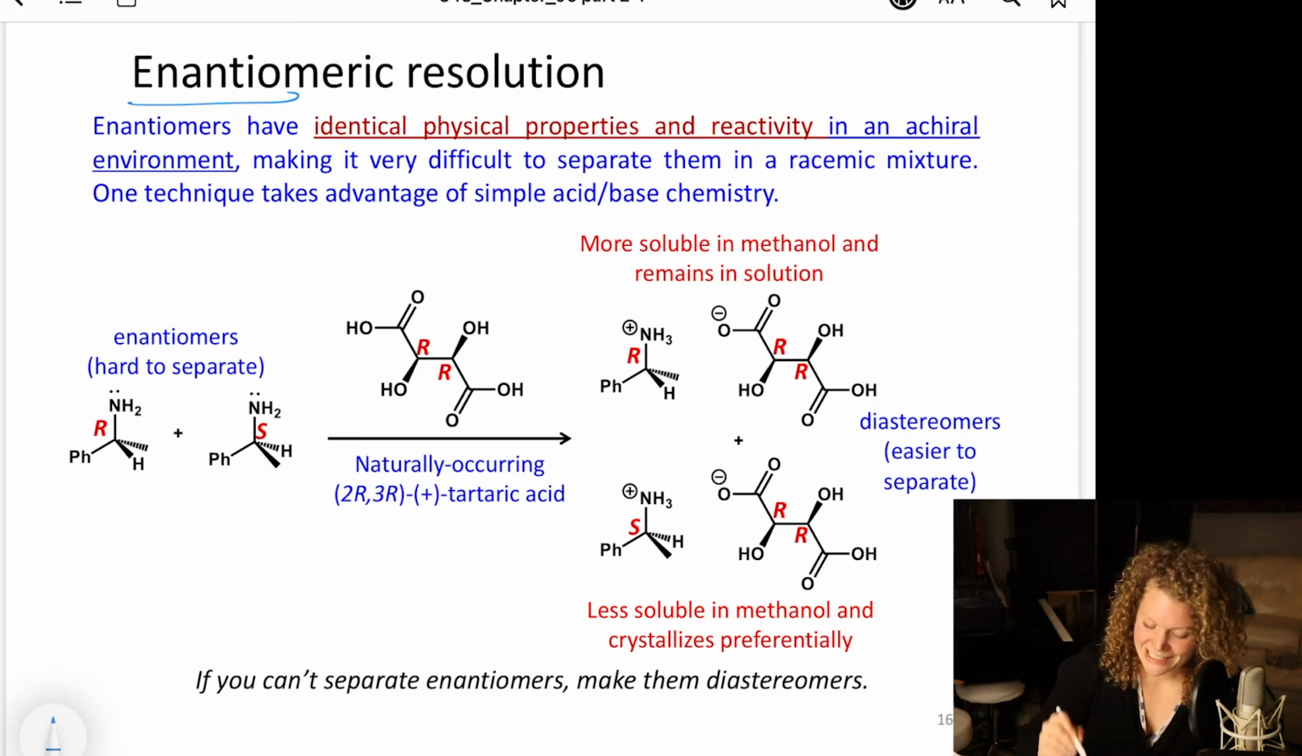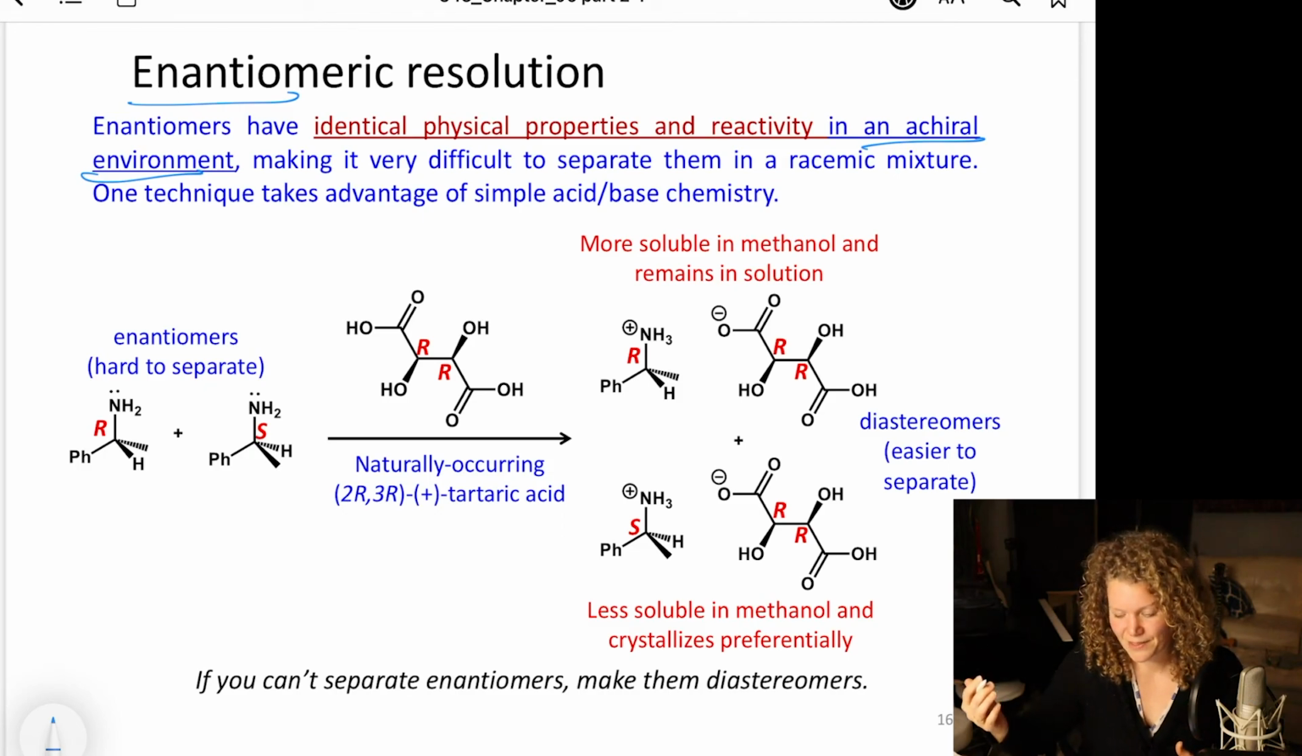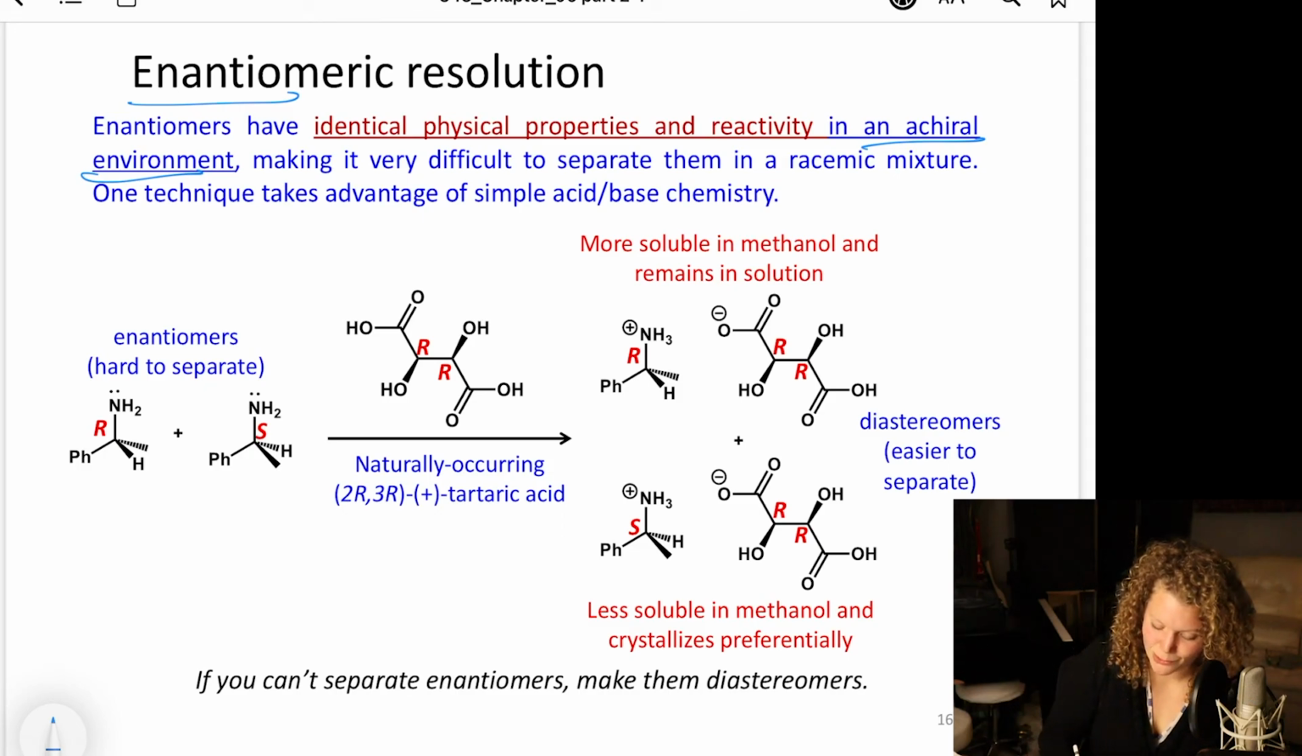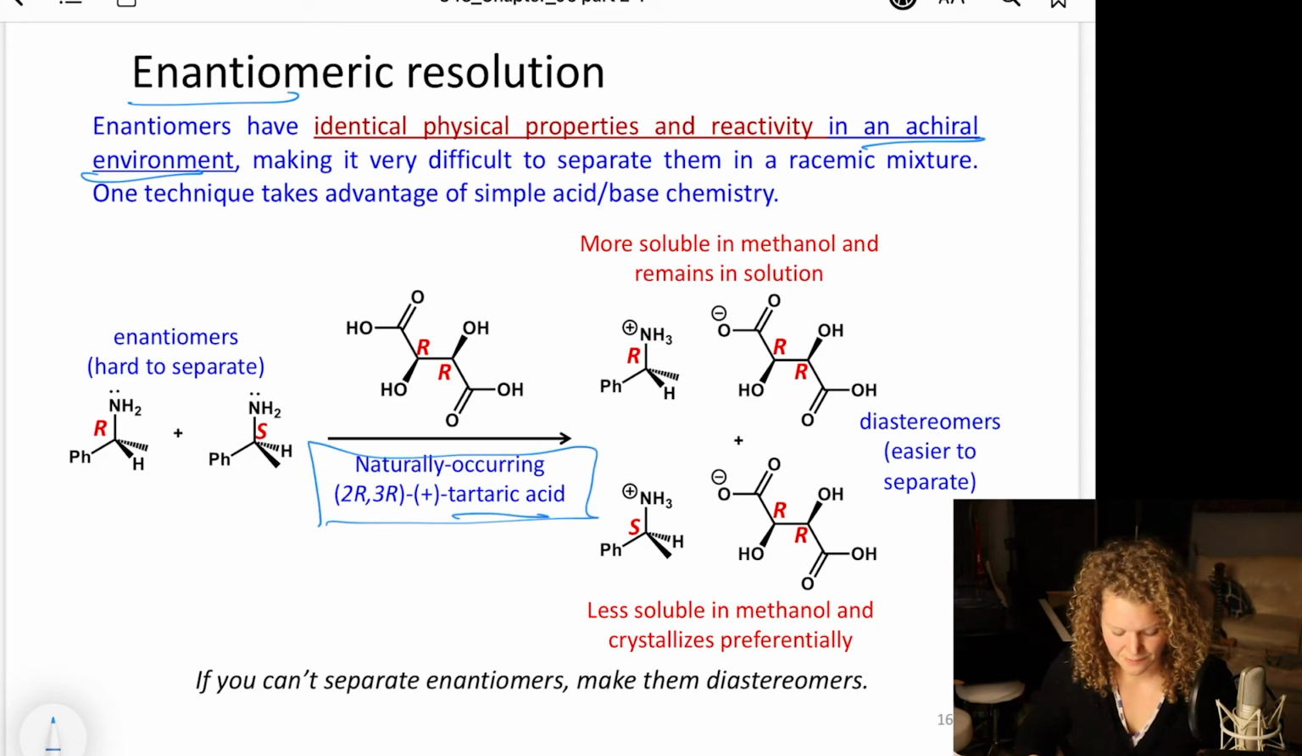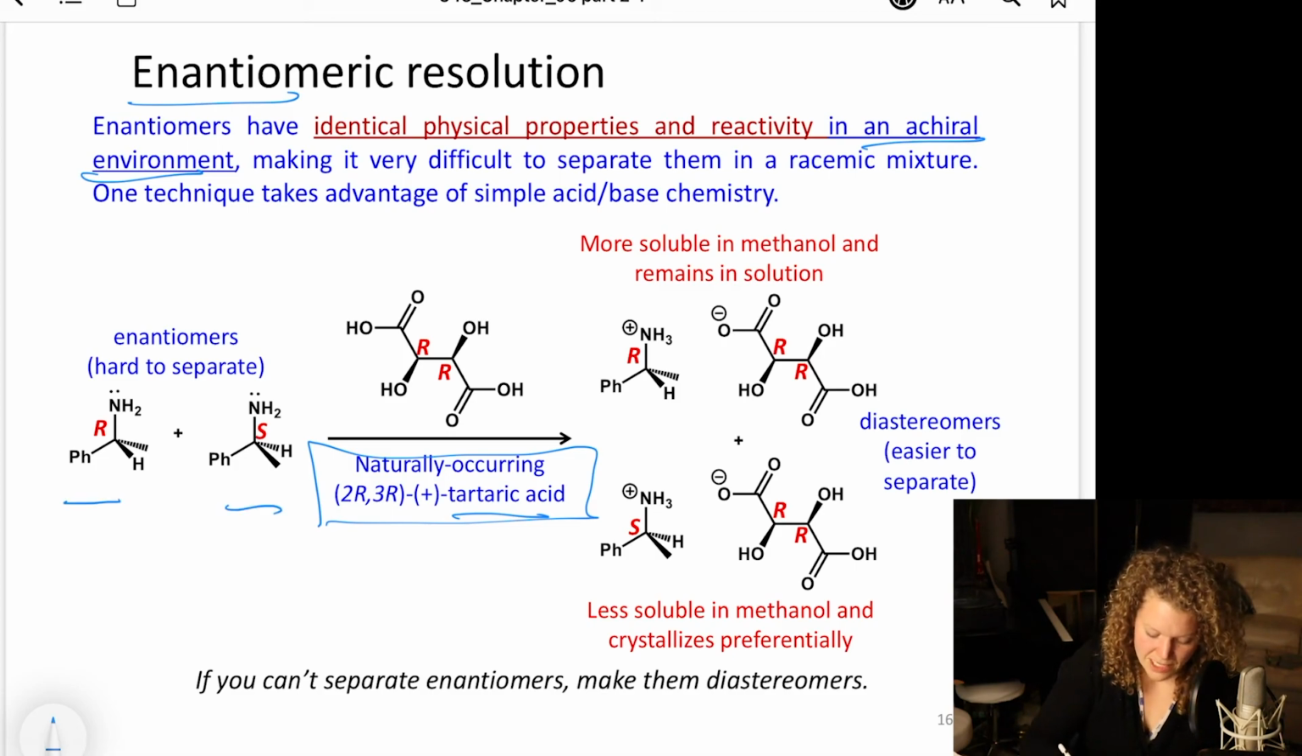So enantiomers have identical physical properties and reactivity, and I say here, in an achiral environment. Now this is typically what you have. You don't typically run reactions in chiral solvents or anything like that. Way too expensive. Most of the environments you're going to be dealing with are achiral. However, if you introduce a chirality, and this is what we're going to do, we're going to introduce tartaric acid in this example. Let me show you. We have two amines that are at this chiral center here, R and S. They would be impossible to separate unless in solution we make some kind of a complex.